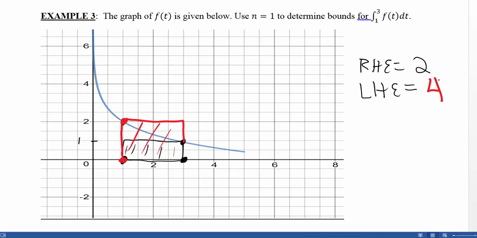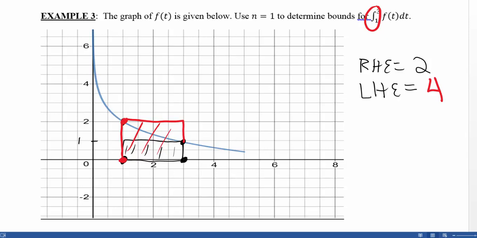So that's how I can use n equals 1 to get a sense of the bounds for where my exact area needs to live. Again, I'm paying particular attention to the numbers that are on the bounds of my integral because that tells me for what independent values I need to look between.